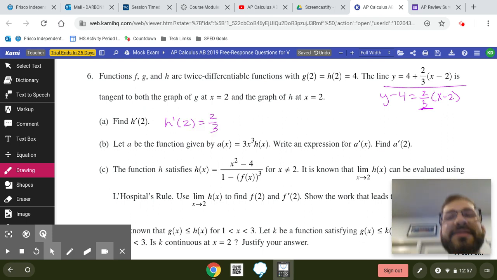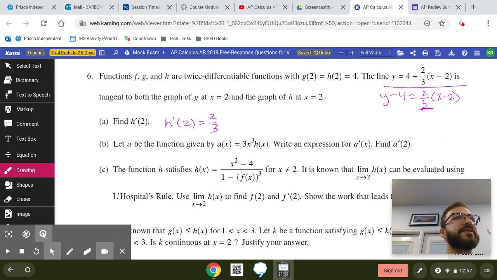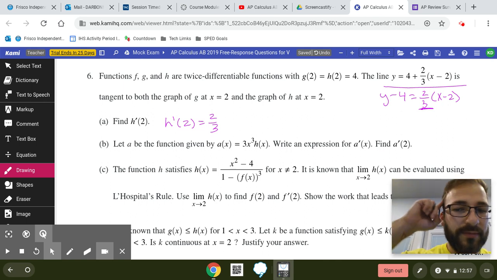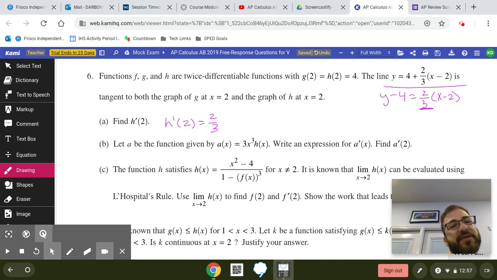Look at that. That is the easiest point you are ever going to see on an AP exam. Now, granted, that also means everyone else is going to get it too. But hey, feel good about yourself.